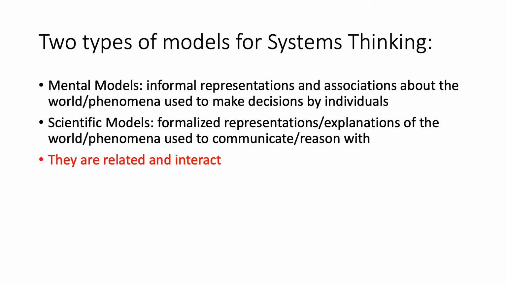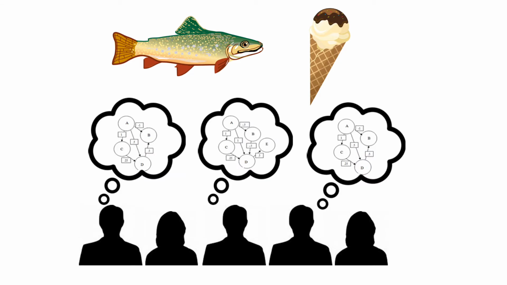Mental models and scientific models are related and interact. So let's think about mental modeling first. We all have our own conceptions or ideas about fish, and we all have our own conceptions and ideas about ice cream. And we can think about fish and ice cream together in our own mental conceptions or representations or our mental models of how good we think fish ice cream might taste. So my mental model might be different from your mental model, which might be different from a third person's mental model. And we can all have our own individual mental models on how good we think fish ice cream might taste.